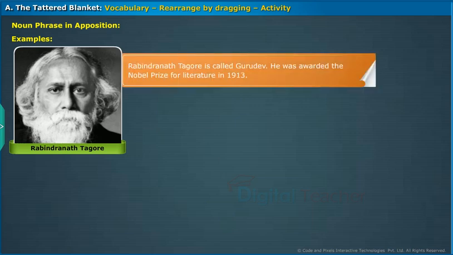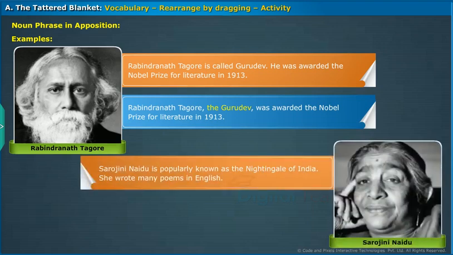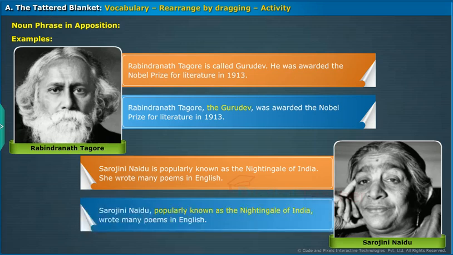Rabindranath Tagore is called Gurudev. He was awarded the Nobel Prize for Literature in 1913. Sarojini Naidu is popularly known as the Nightingale of India. She wrote many poems in English. Here, two sentences are rewritten as a single sentence using the noun phrase in apposition.